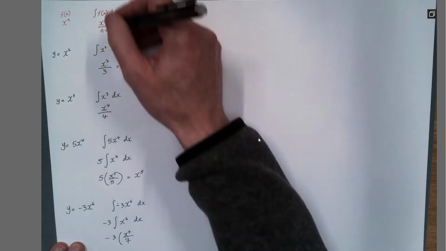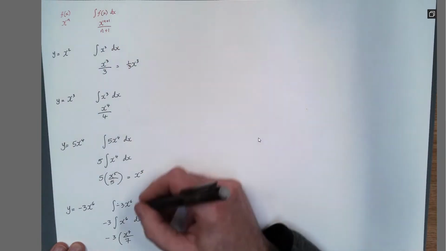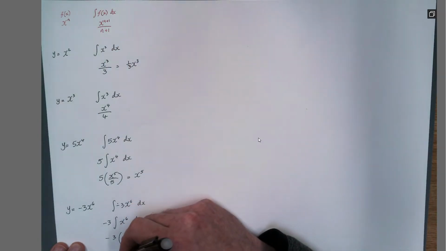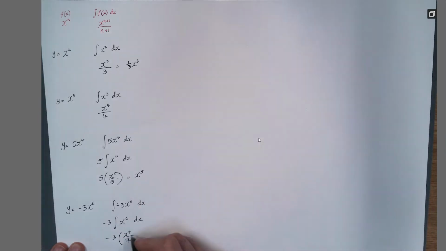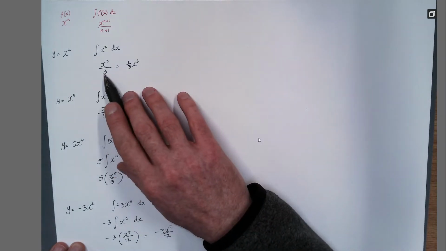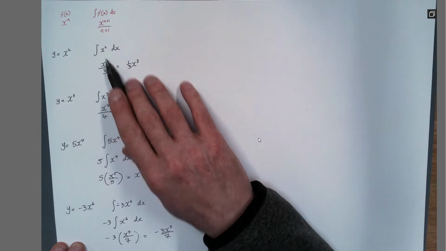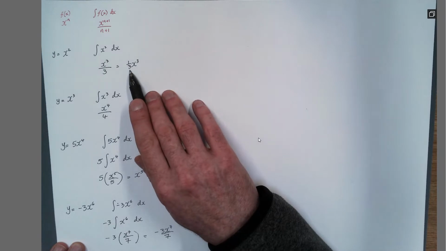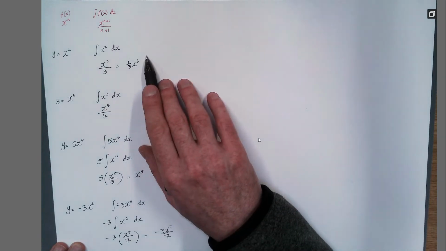So this is the formula: n plus 1, so 6 plus 1 is 7, divided by n plus 1. So the result is minus 3x to the power of 7 over 7, plus a constant. Checking by differentiating, the 3 and the 3 cancel, and x to the power of 3 minus 1 is x squared.